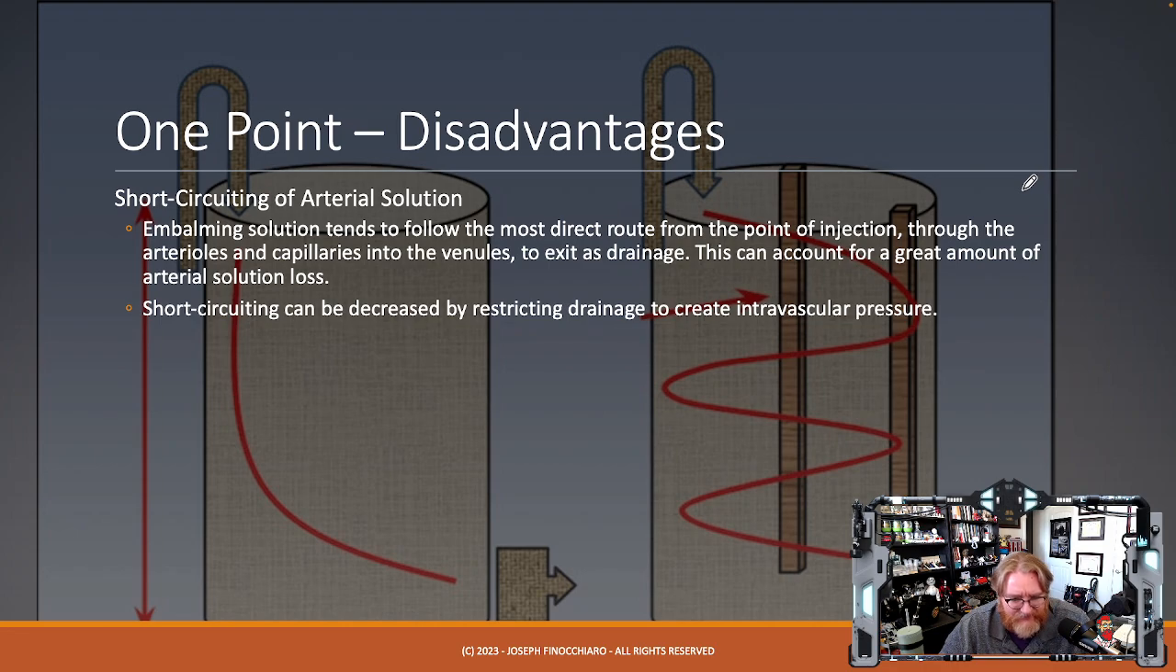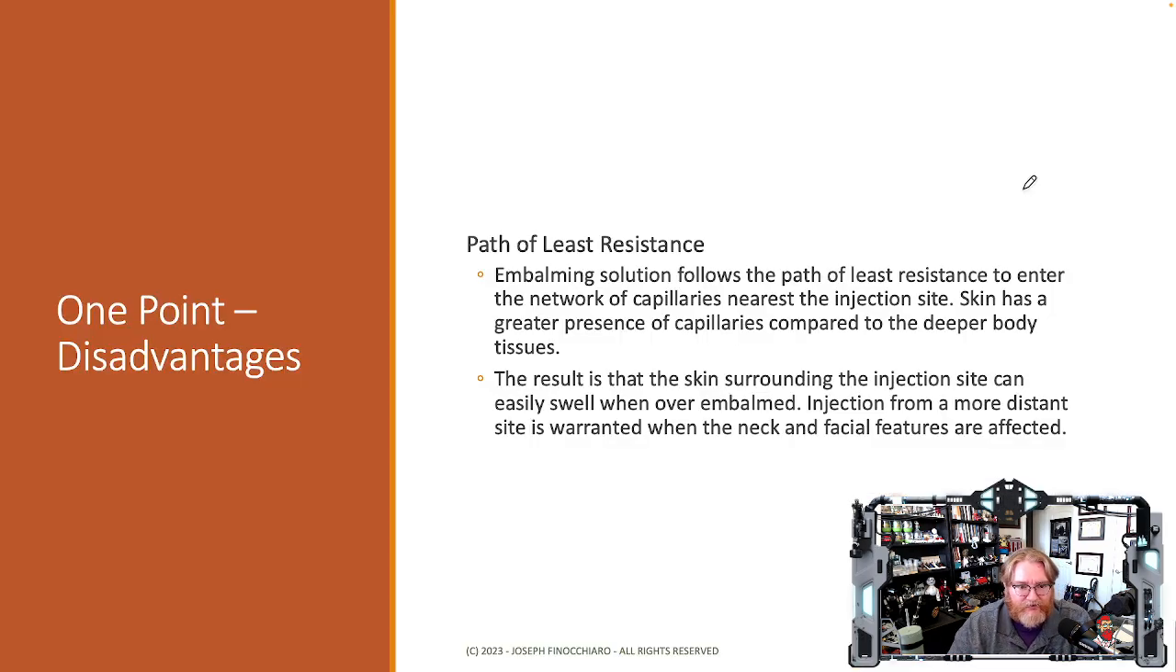Now, what are the big disadvantages? There are pros, there are cons for every one of these injection styles. Well, the biggest disadvantage, arguably, is short-circuiting of arterial solution. Embalming solution, any liquid, tends to follow the most direct route of point of injection. Liquids follow a path of least resistance through the arterioles and the capillaries and the venules to exit as drainage. This can account for a great amount of arterial solution loss. Short-circuiting can be decreased by restricting drainage to create intravascular pressure. Long story short, going into the path of least resistance.